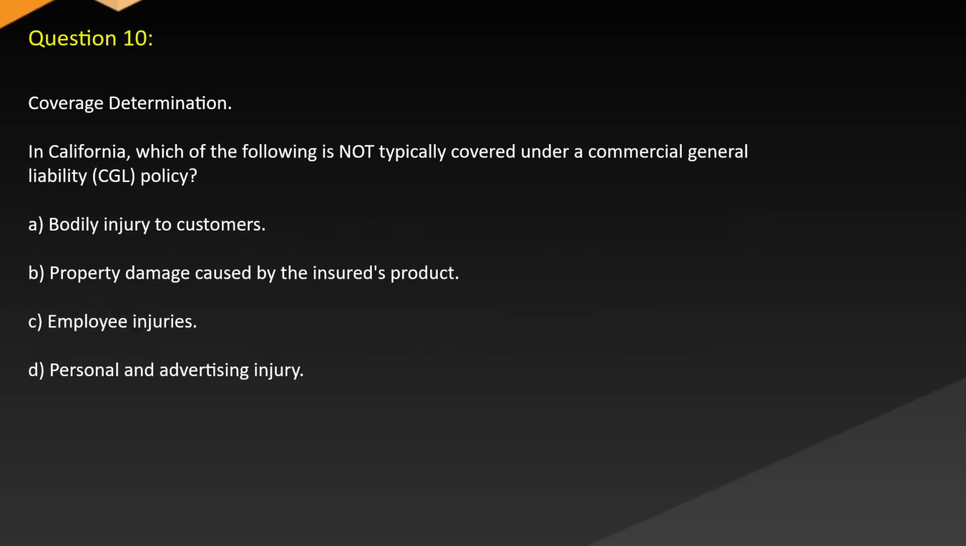Question 10. Coverage determination. In California, which of the following is not typically covered under a commercial general liability, CGL, policy? A. Bodily injury to customers. B. Property damage caused by the insured's product. C. Employee injuries. D. Personal and advertising injury.